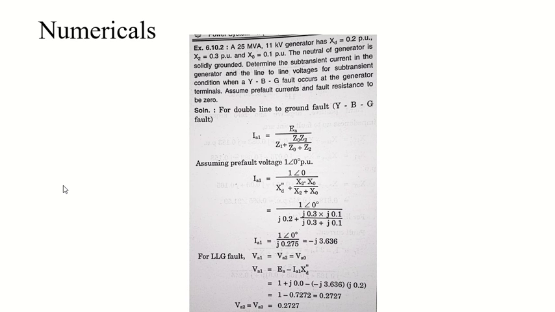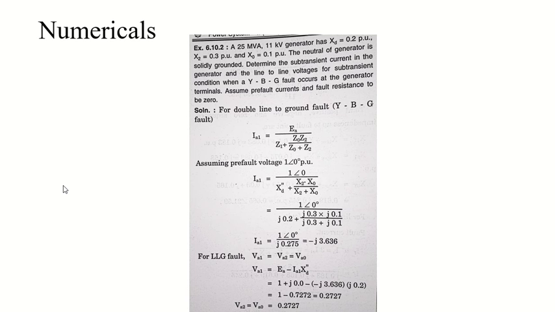So let's begin with the positive sequence current, right? You know the formula already. Current will be equal to the generated EMF divided by whatever the impedance is.